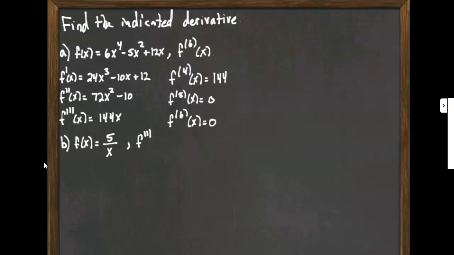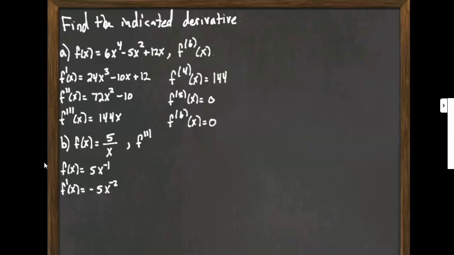Let's consider another example here. 5 over x. And this time we want to find the third derivative. Okay, so first things first, 5 over x, we should rewrite as 5x to the minus 1. That way we can use our power rule. So multiply by the exponent, drop it by 1. That'll be negative 5x to the negative second.